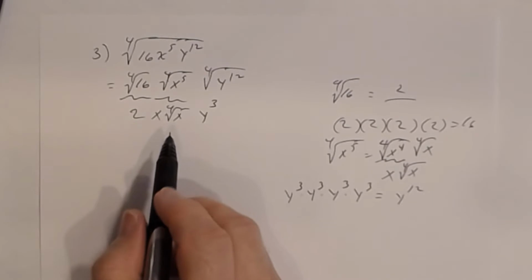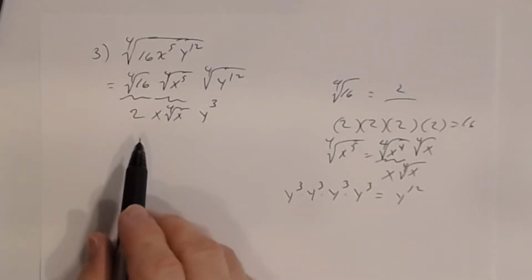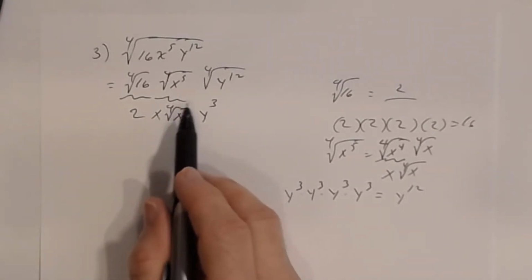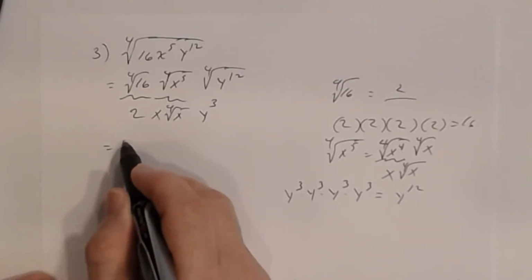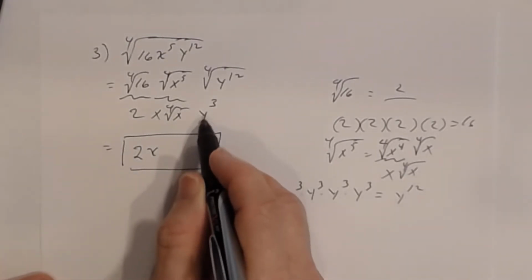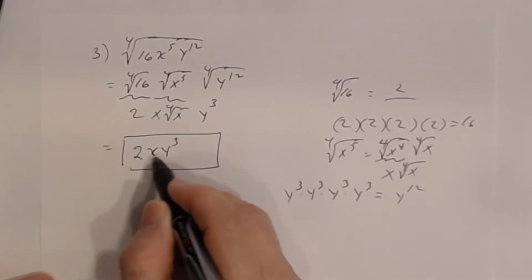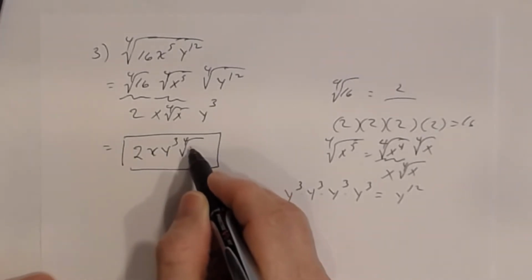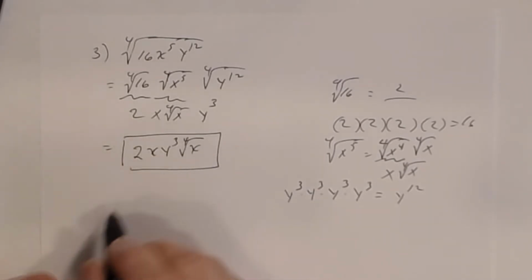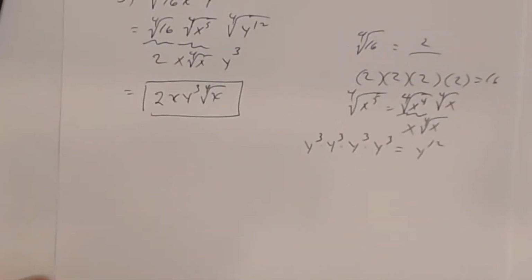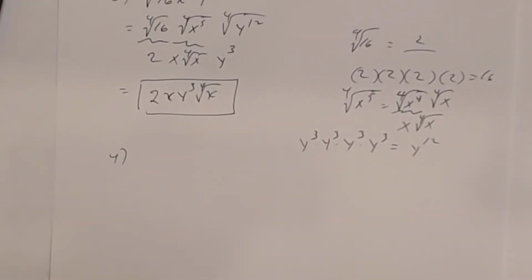All right? Now, you don't want to write the answer like this, though. You want to put the radical on the end. So here's how you want to write the answer. 2x, put y cubed next. Notice I'm putting them in alphabetical order. 2xy cubed, and then the radical at the end, the fourth root of x. And there's your answer. That's all you do. Same thought process, same idea for each of those problems.